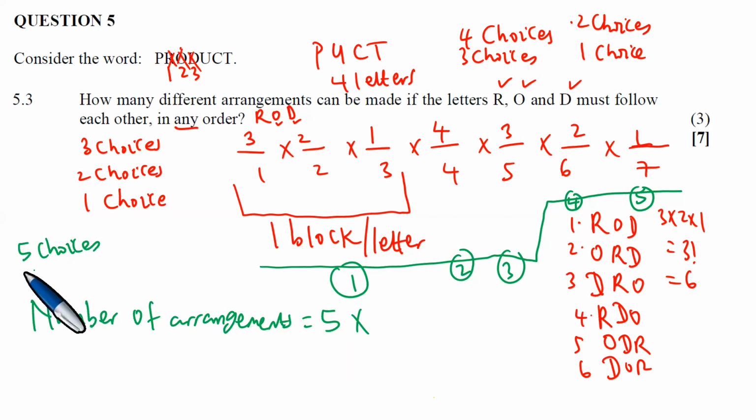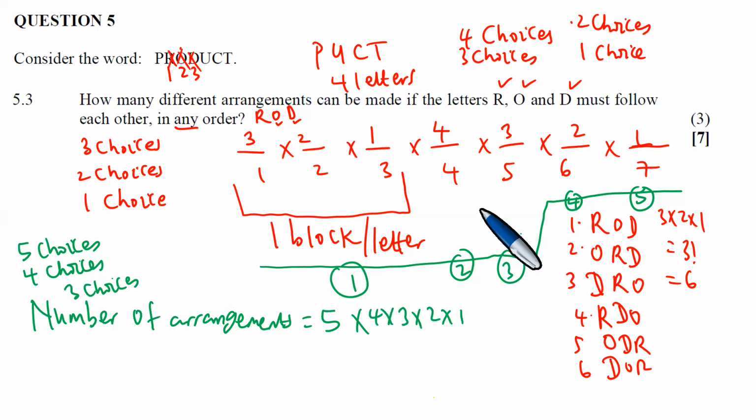And then after that, we have 4 choices. We have 3 choices. 4 times 3 times 2 times 1, because we have 2 choices and then 1 choice, which means it is 5 factorial. And 5 factorial is 120.